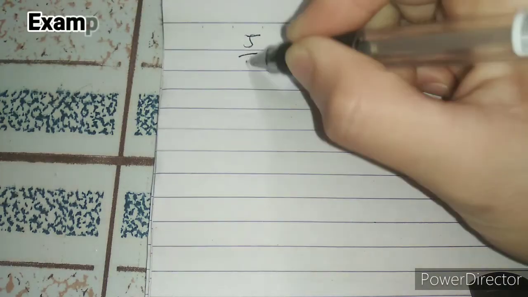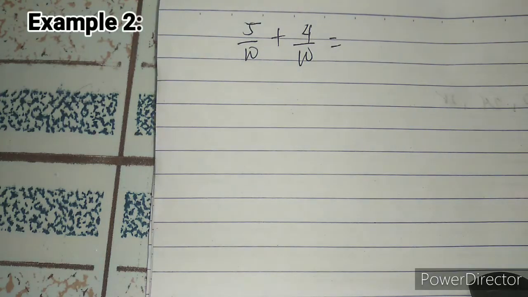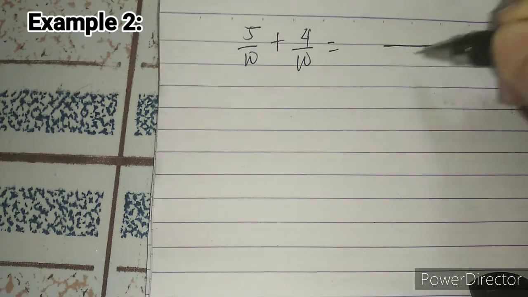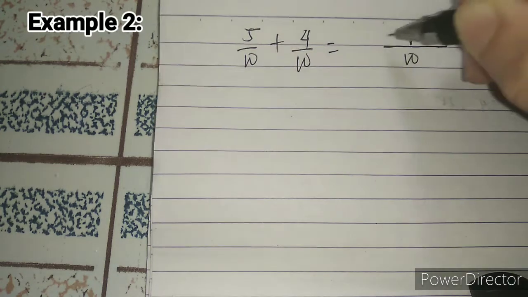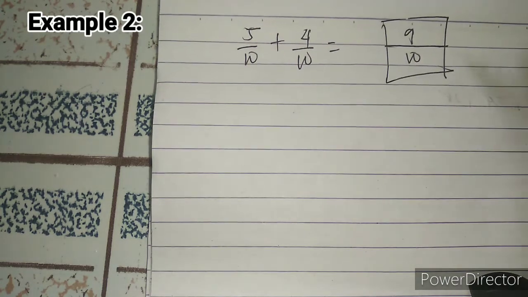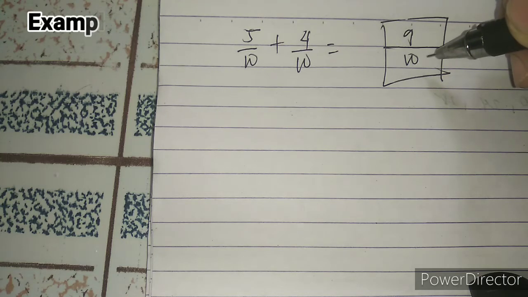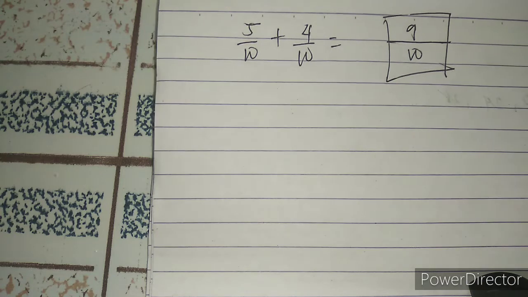Let's have a second example. We have 5/10 plus 4/10. So, ang LCD niya is 10, parehas lang, i-copy lang natin dito, and then, i-add natin tong numerator, 5 plus 4 equals 9. So, ito na yung final answer niya. Ganun lang kadali, 9/10. Hindi na siya pwedeng ma-simplify kasi wala na siyang factor na pwedeng ma-divide sa 9 at saka sa 10. So, ito na yung simplest form niya.